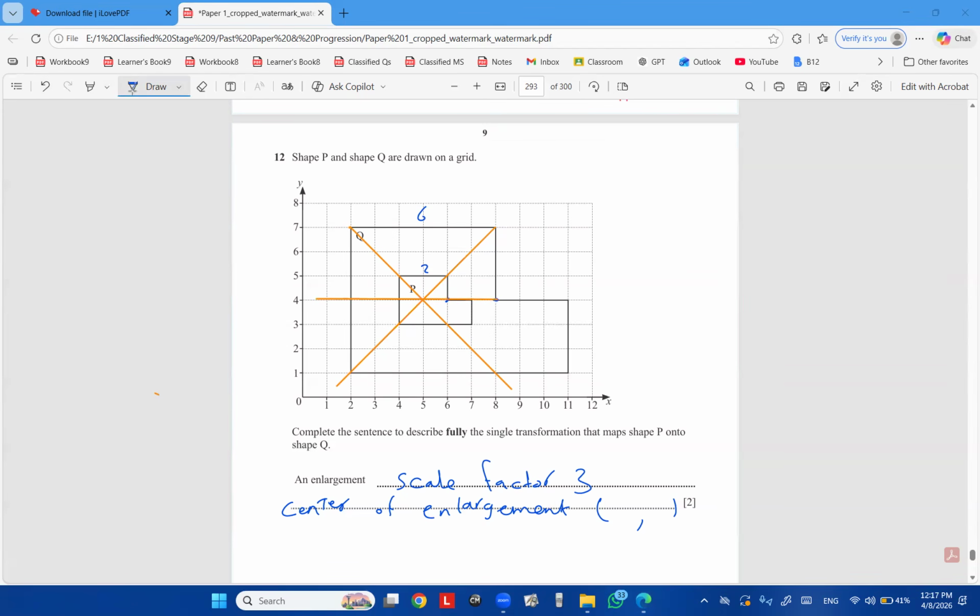Where do all the lines meet? You're going to find that all of them meet here, right? All of them meet at this point. This is actually the point of intersection for the 3 lines you drew. So this is the center of enlargement. It is x with 5, and the y is actually 4. So 5, 4.